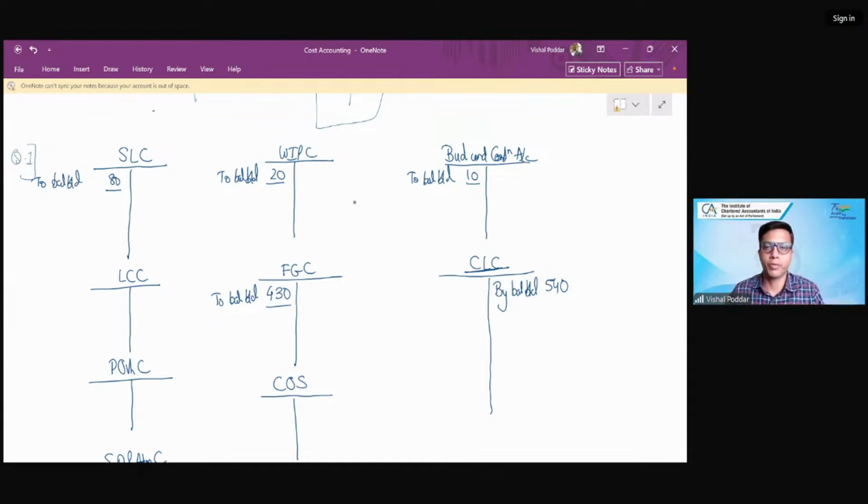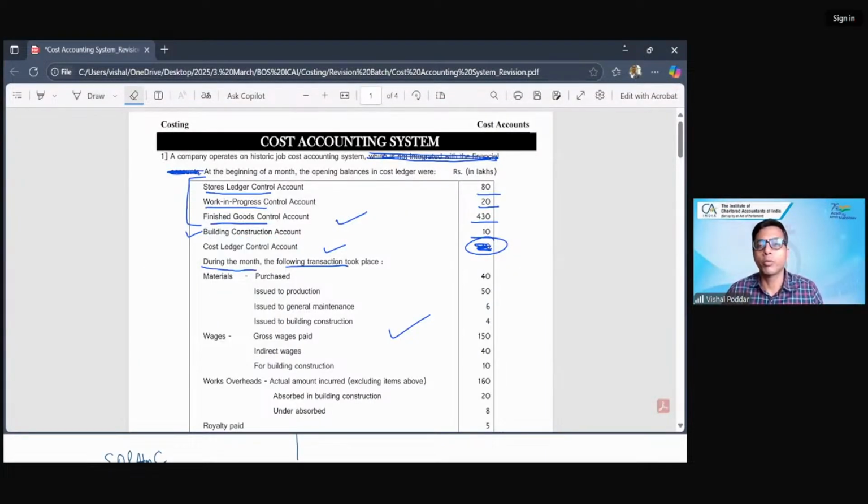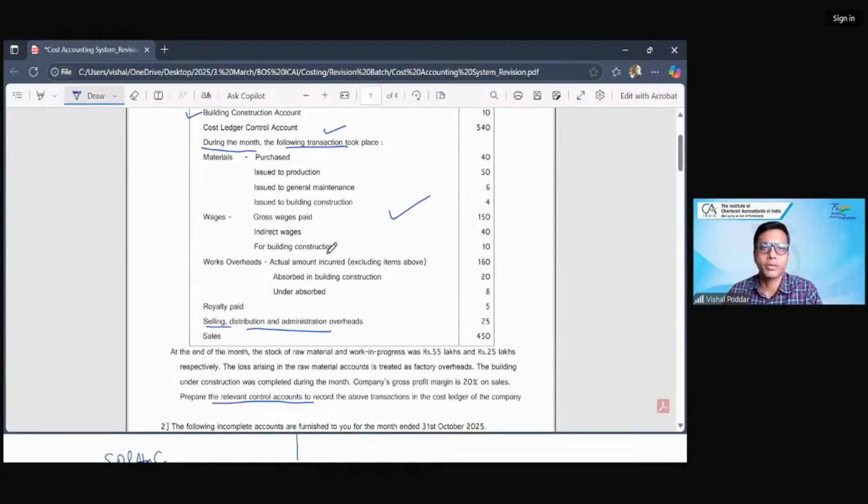Yes, they just went perfect. So this is how, even if this opening balance is not given, you can still find it out. Now, if you see, this opening balance also carries the same because it has to tally, correct? Now, we will pass the entries for the transactions given.